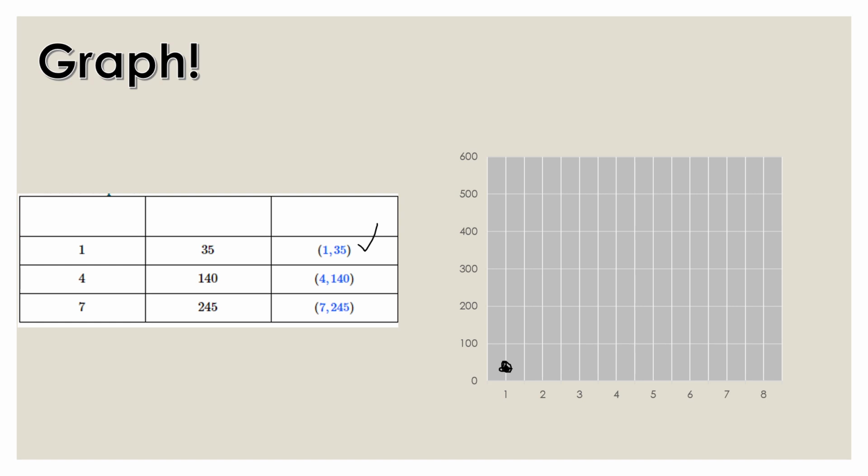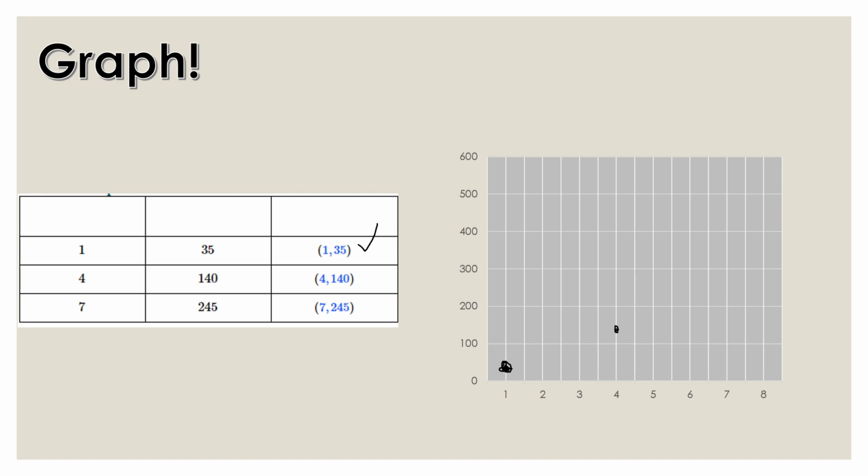Now that one's done. Let's check it off. Next one we're going to deal with is 4, 140. So I'm going to go up to 4 on my X, and then I'm going to guesstimate where 140 would be, and that'd be roughly a little tiny bit less than halfway between 100 and 200. So my next point's going to be right about there.